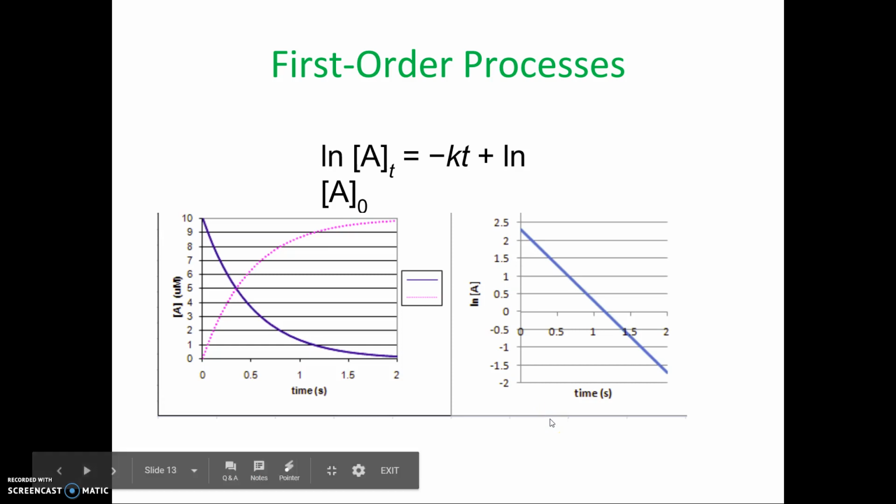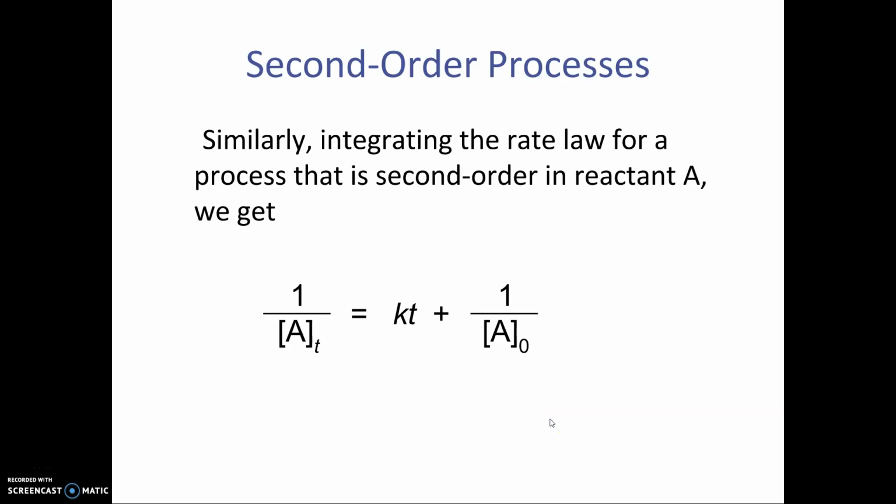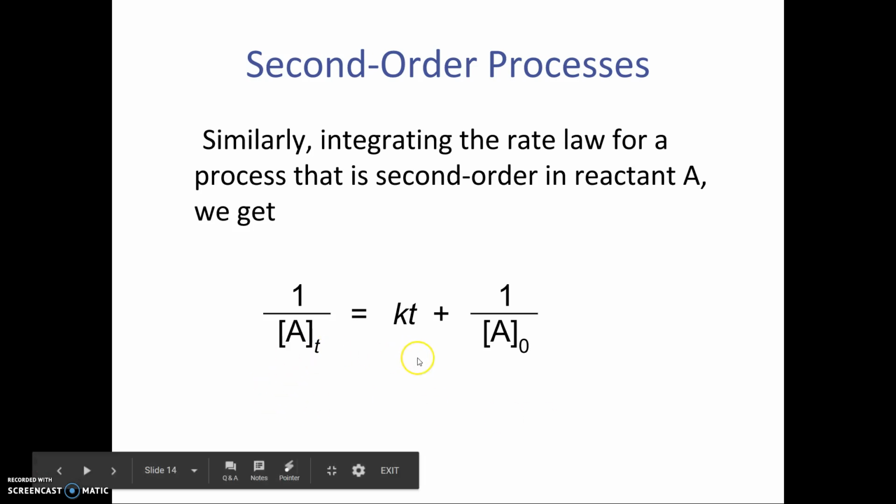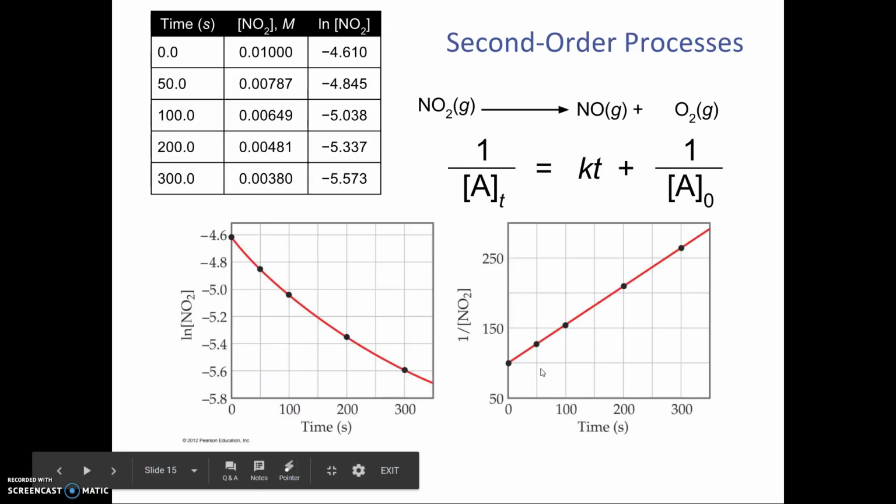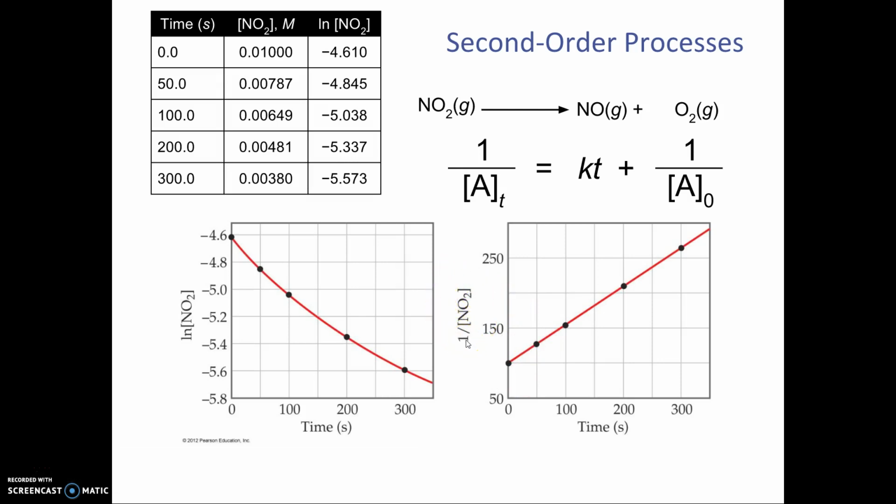Okay, so you can see sometimes I have a straight line, sometimes it's curved. Second order, I can do that same thing and integrate things. I have again y equals mx plus b. I can graph that, that's this one on the right. Notice I have a different y value here. Now it's 1 over [A]. Before it was the natural log of [A].